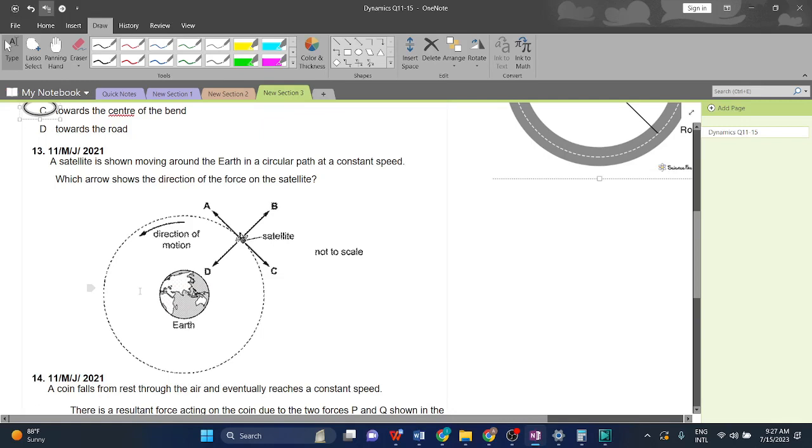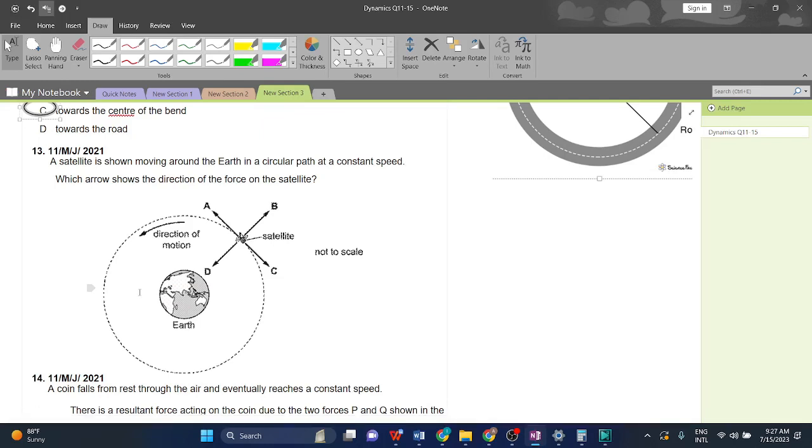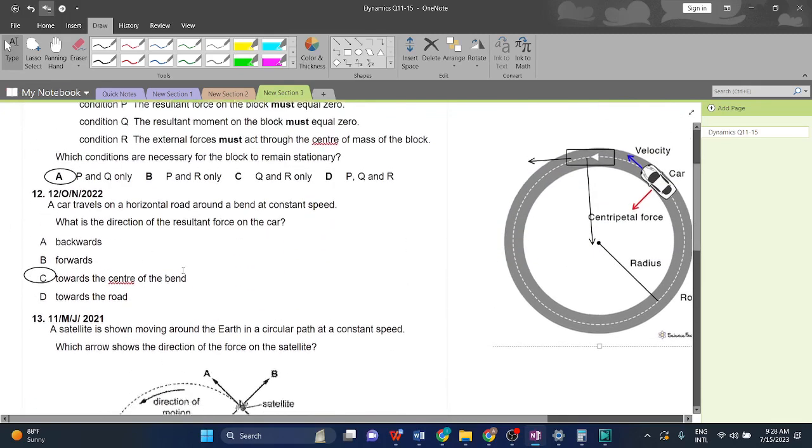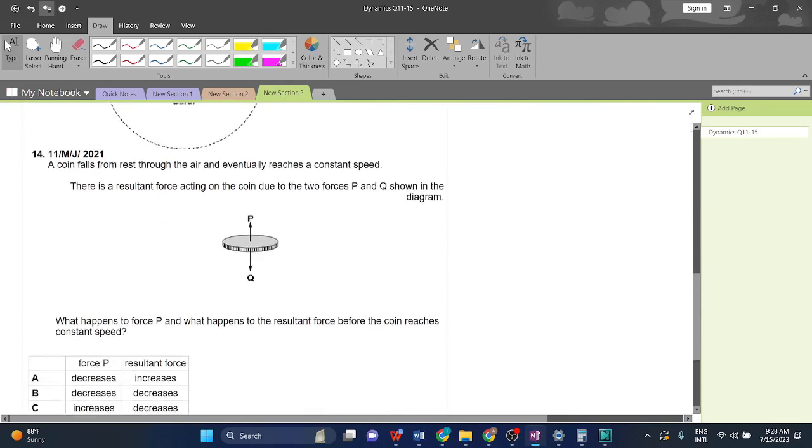Question 13 is a very similar question to the one we just did. A satellite is shown moving around the Earth in a circular path at a constant speed. Which arrow shows the direction of the force on the satellite? I'll repeat it again. When an object is moving in a circular path, the resultant force is always towards the center. So, D is the right answer. If you didn't understand, you can rewind and watch the previous video as well.